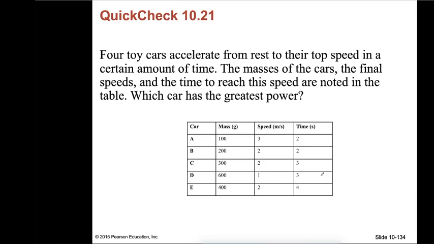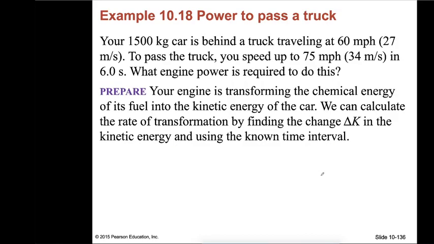Okay, so there are some questions. You can do them by yourself. Now let's solve this problem together. Your 1,500 kilogram car is behind a truck traveling at 60 miles per hour. To pass the truck, you speed up to 75 miles per hour in 6 seconds. What engine power is required to do this?